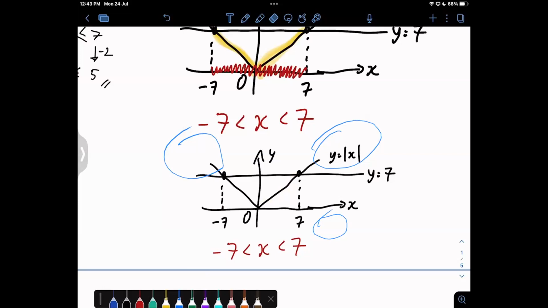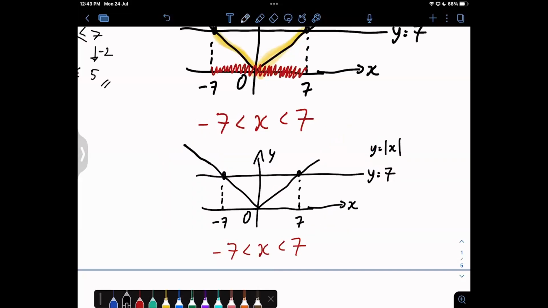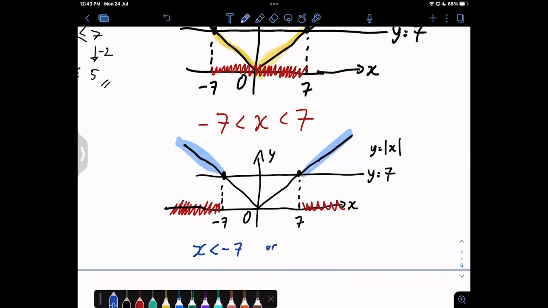More than. So that means you want which part of the graph instead? Correct. And there's also a left branch, right? So it's this part here and the left part. What's the corresponding shading? This part on the left, this part on the right: x less than negative 7 or x more than positive 7. Exactly. That's it.